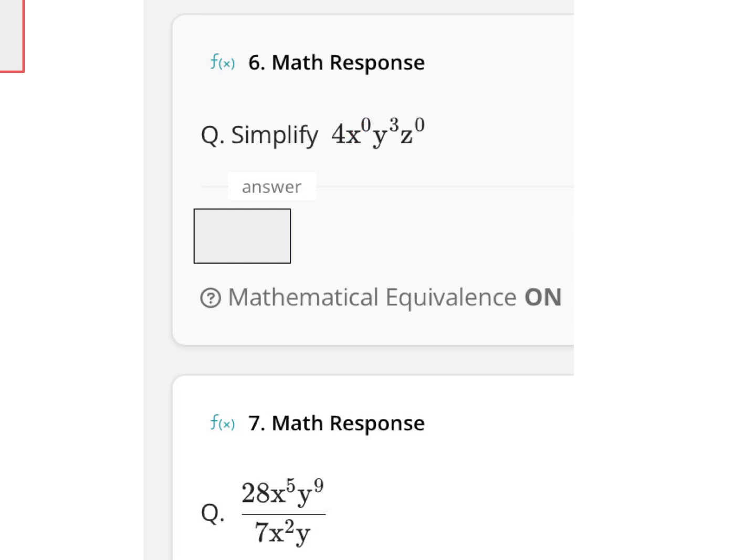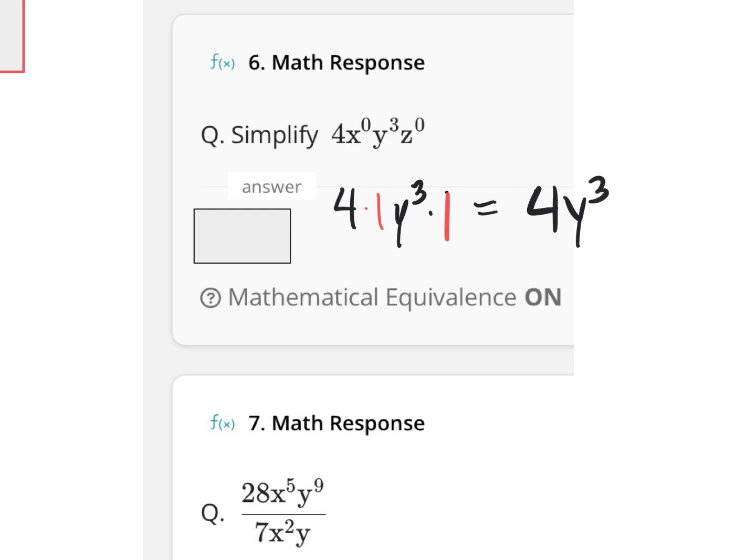So in reality, I have 4, but instead of times x to the 0, I really have 4 times 1. And then I have the y to the third, and then instead of times z to the 0, that's another times 1 right there. So in reality, my answer is going to be 4 times 1 times y to the third times 1. We all know that that should be 4y to the third.